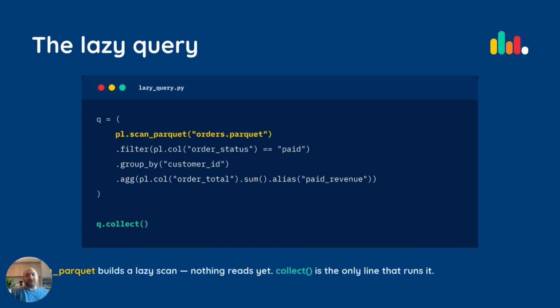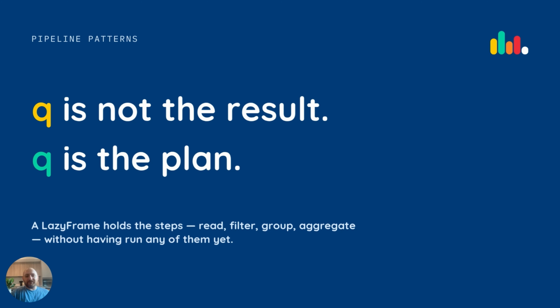And that leads to the single most important idea in this episode. Until we call collect, q is not the result. q is the plan. A so-called lazy frame holds the steps, read, filter, group, aggregate, without having run any of them yet. And because it hasn't run yet, Polars can look at the whole thing before it does anything. That is the part people miss. The query is available for inspection before execution.